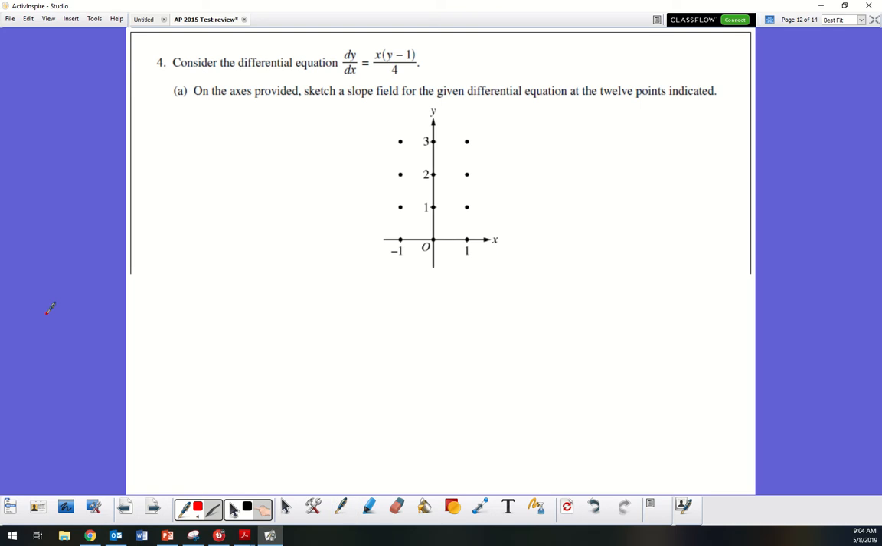Alright, so we're going to start with number 4, because this is one I asked you guys to do yesterday. Then we're going to go back and do number 2.